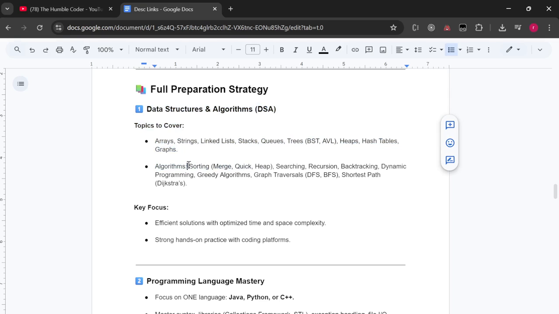In algorithms, you should have knowledge of sorting algorithms like merge, quick, heaps, and then searching algorithms. You should have knowledge of recursion, backtracking, dynamic programming, greedy algorithms, graph traversals, that is depth first search and breadth first search, and the shortest path algorithm, which is Dijkstra's algorithm. So these are some of the topics that you should cover in your preparation for these two roles.